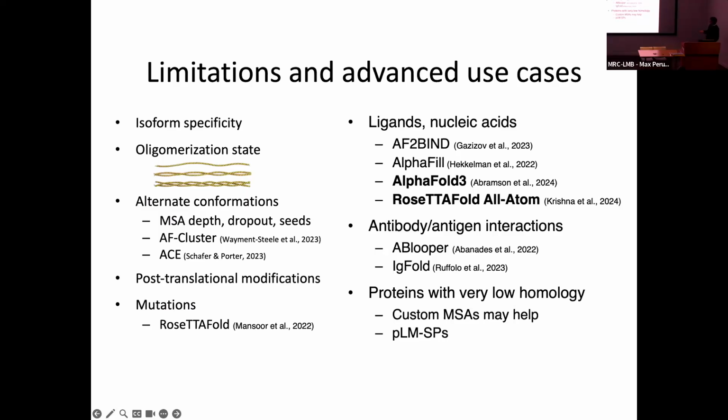And as we said, very low homology is a problem because of the multiple sequence alignments. In that case, you might want to try the protein language model algorithms. Although these have the multiple sequence alignment embedded in them, so they will also struggle if you go to very poor homology.